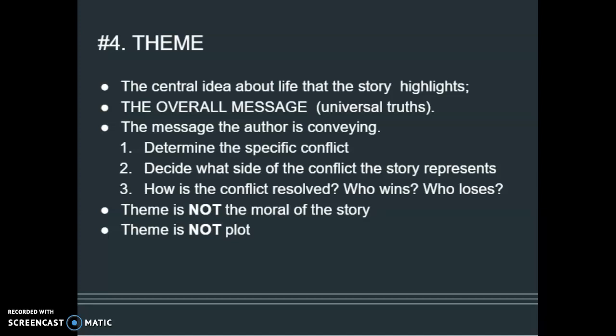And then finally, we have theme. Theme is the central idea about life that the story highlights. It's the overall message. It creates universal truths. It is the message that the author is conveying.